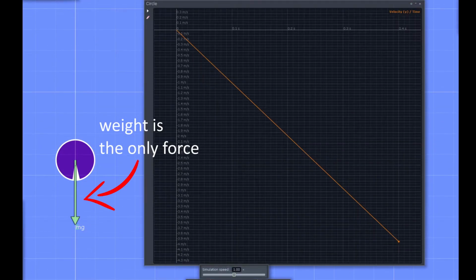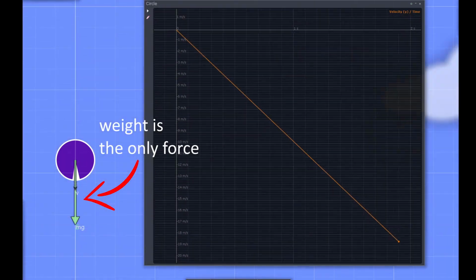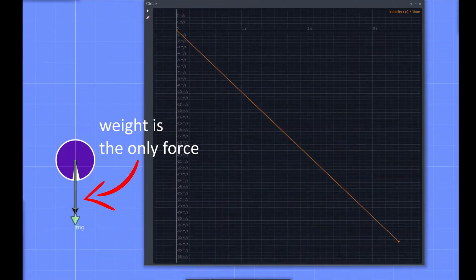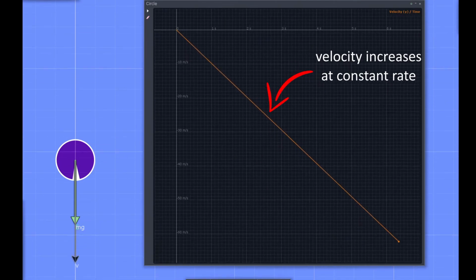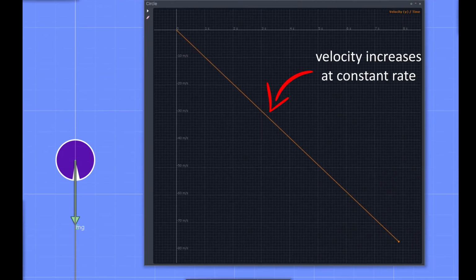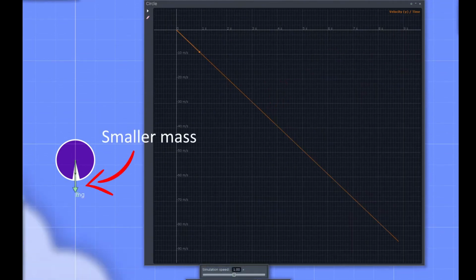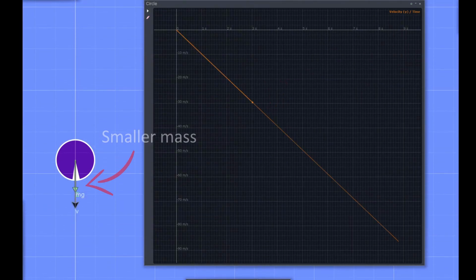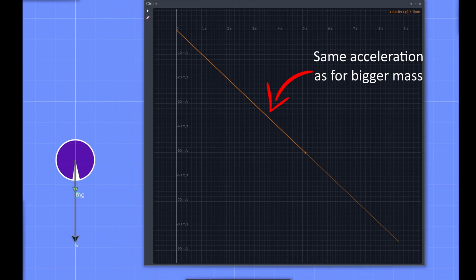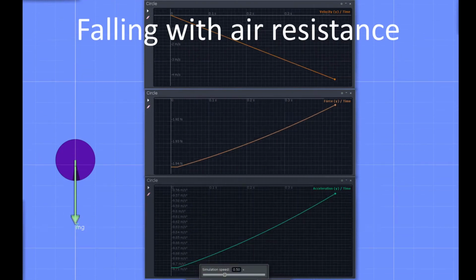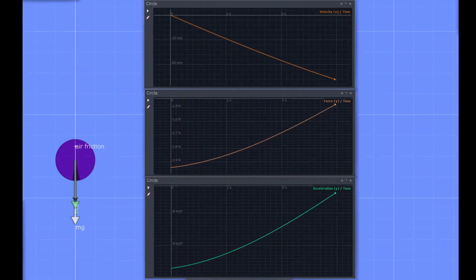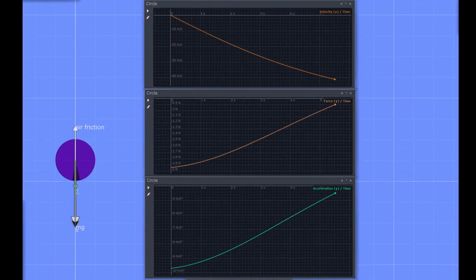Since weight is the only force acting on the ball, and it remains constant throughout the motion, the velocity of the ball increases at a constant rate, which means the ball moves with constant acceleration. As we can see, a ball with a smaller mass accelerates at the same rate. Please remember, free fall acceleration does not depend on the mass of the object. Let's see how the same ball would fall if there was air resistance.